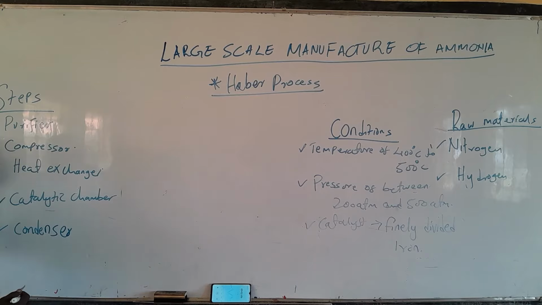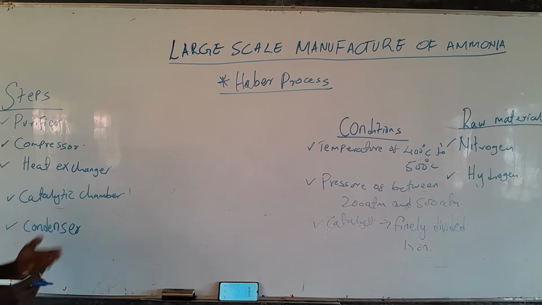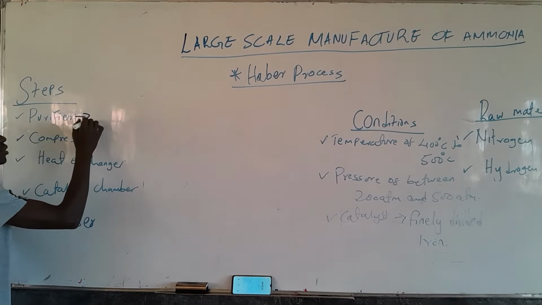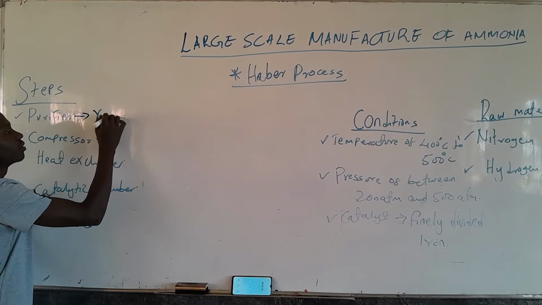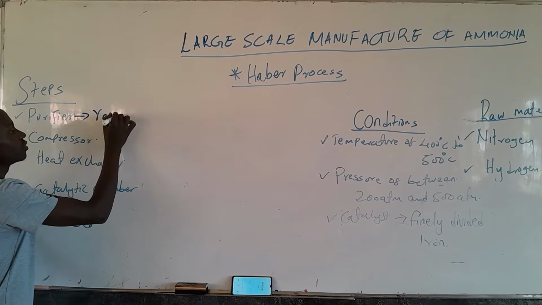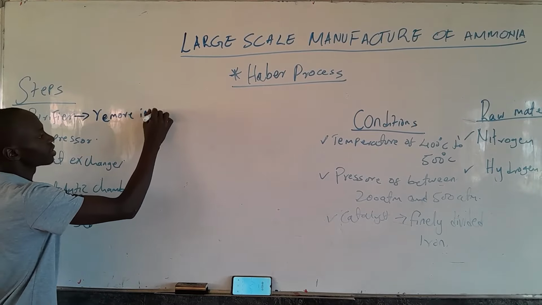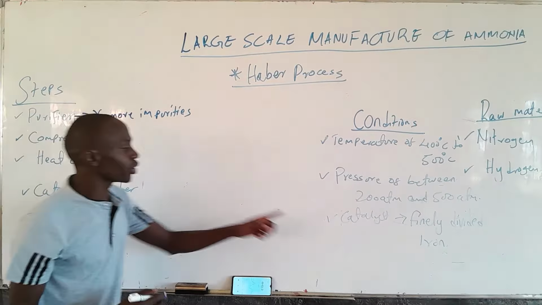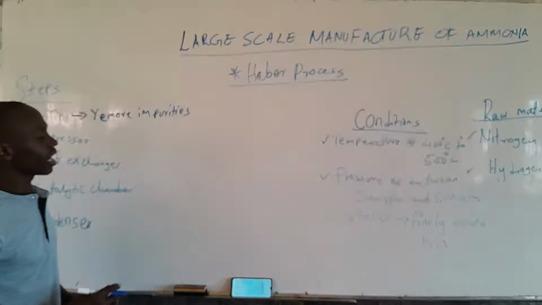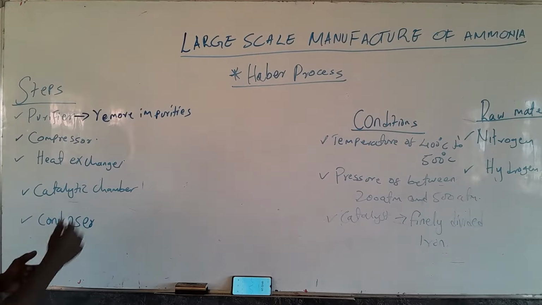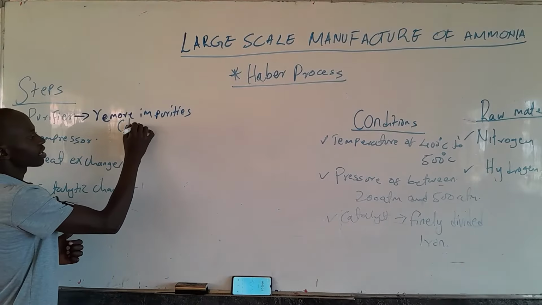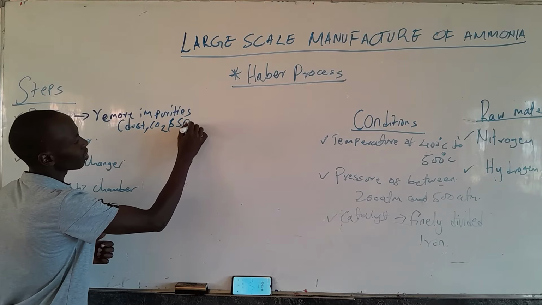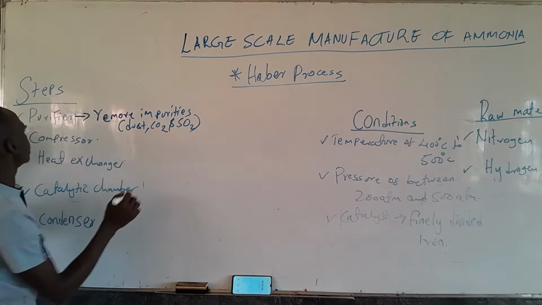The first step for the Haber process is that the two gases, nitrogen and hydrogen, are passed through the purifier. The function is to remove impurities which would have poisoned the finely divided iron, which is our catalyst. Impurities such as dust, carbon(IV) oxide, and sulfur(IV) oxide are removed in the purifier.